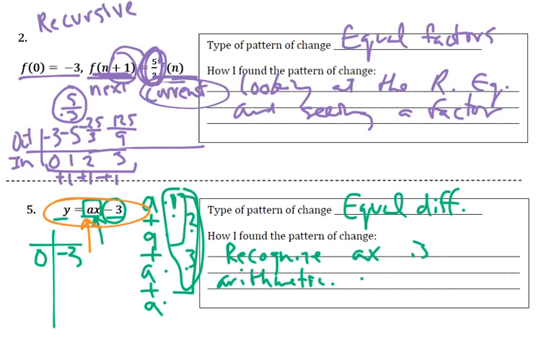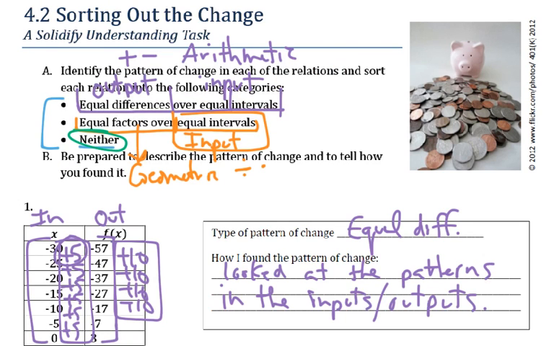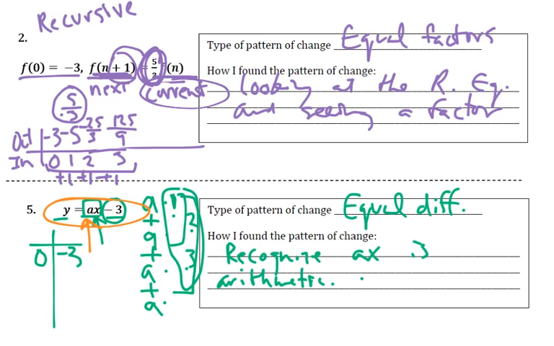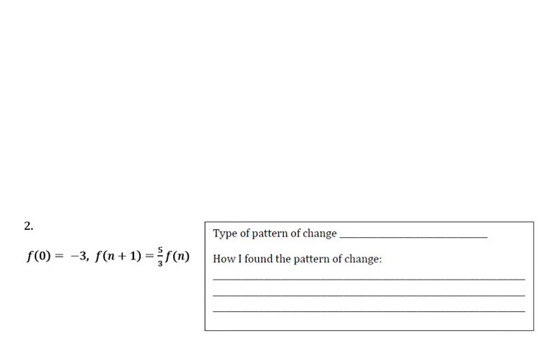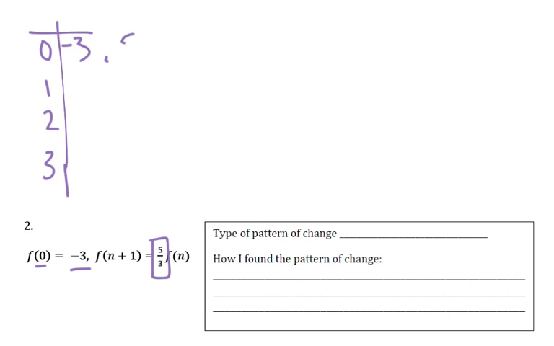Let's take a look at number 2. Okay, so number 2 and number 1 kind of seem to be the ones that we can still use, right? So if we looked at number 2, we've got the recursive. So as a table, what would it look like? Well, 0 is -3, then 1, then 2, then 3. Okay, then we're multiplying by 5/3, so that'd be -5, right? Yep. Now you may want to leave it as a fraction, you may want to do it as a decimal, either one works.